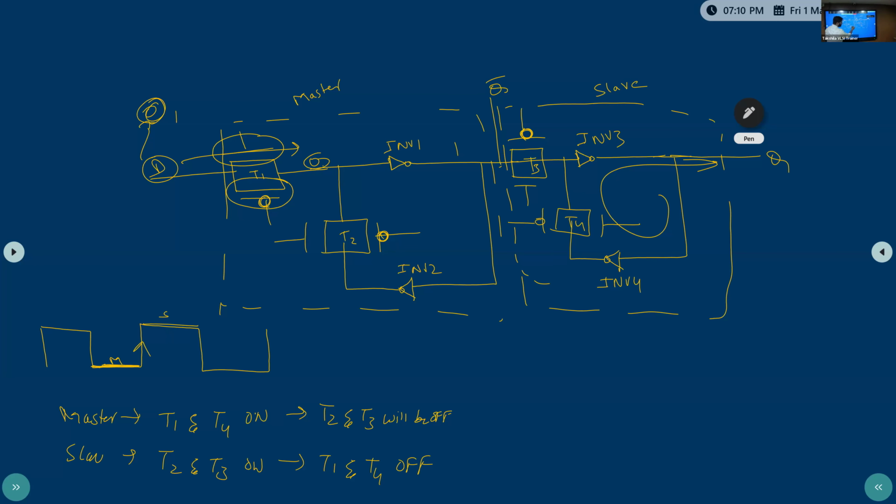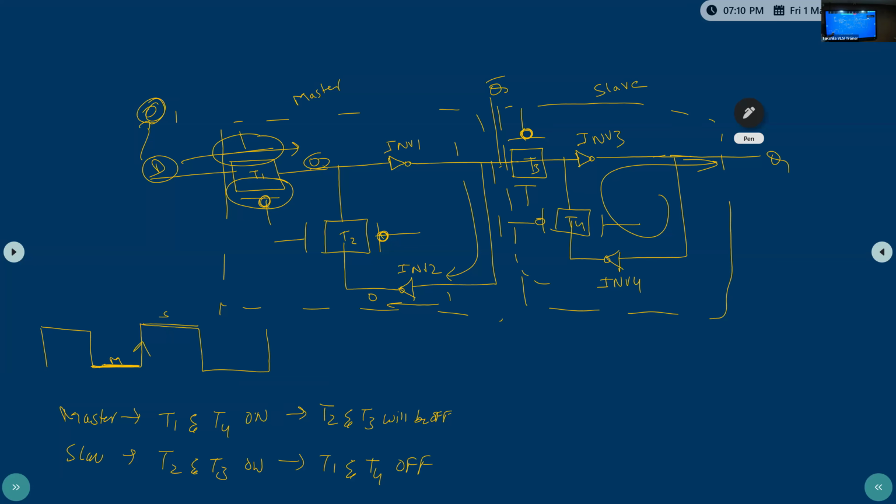This 1 will come to here, and pass from here to here. Clear? So when it reaches after inverter 2, I can say that this data is stored, whatever D0 data. Same case for D1: when you give D1 through inverter 1, inverter 2, and the transmission gate, it will be stored.